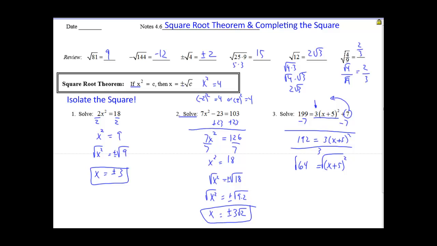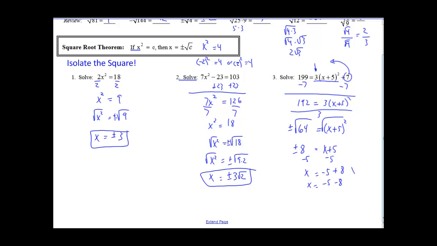So by square rooting, remember it's a plus or minus. The square root of 64 is plus or minus 8 equals the square root of the x plus 5 squared, which is just itself, x plus 5. Solve for x by subtracting 5. So you have, let me flip it around, x equals negative 5 plus 8, and x equals negative 5 minus 8. By simplifying, you get x equals 3, and x equals negative 13. Those two numbers, if we plug them in for x, we should get 199 on the left.